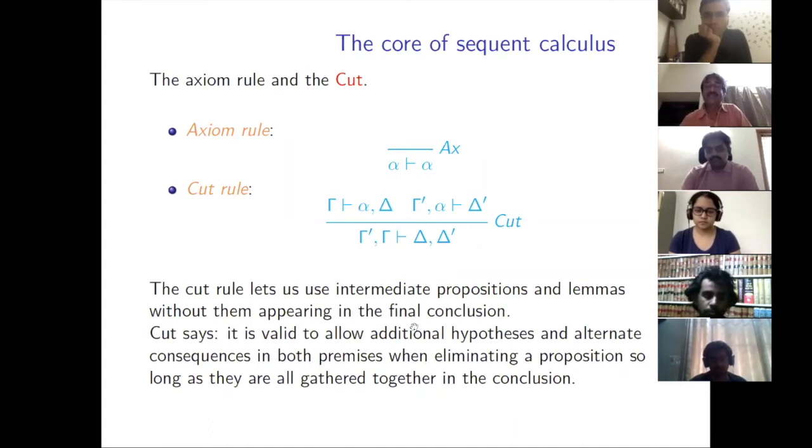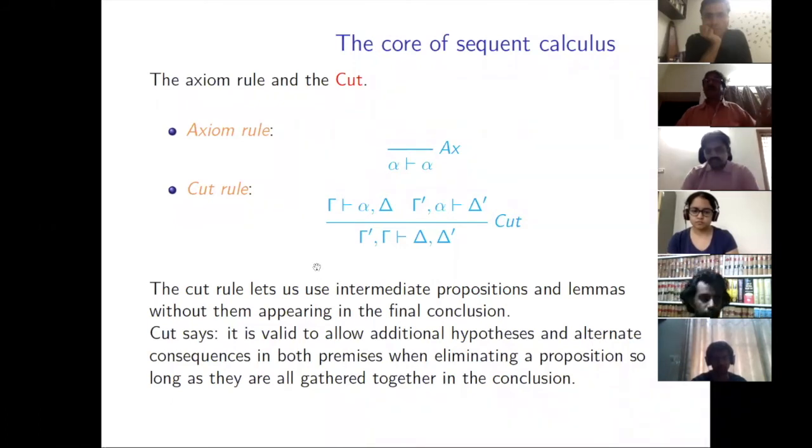So it says it's valid to allow additional hypotheses and alternate consequences in both the premises that you've got here, when you eliminate this proposition alpha, as long as you gather together in the conclusion carefully. That's what it says. And this is very nice because in sequent calculus, like I said, you do things in different contexts and put them together. As long as you carry the context down clearly, it's okay. So this alpha has simply disappeared from the conclusion. Right?